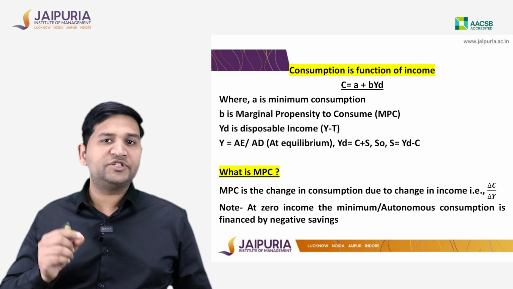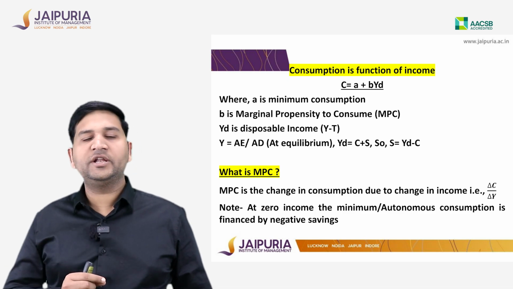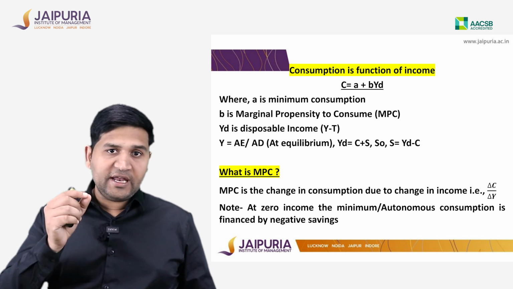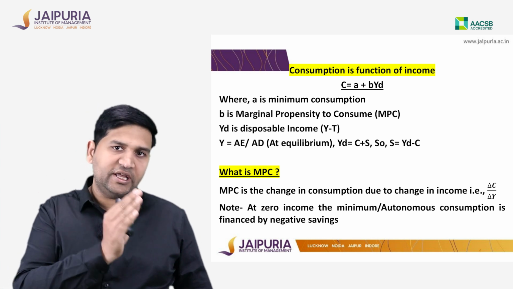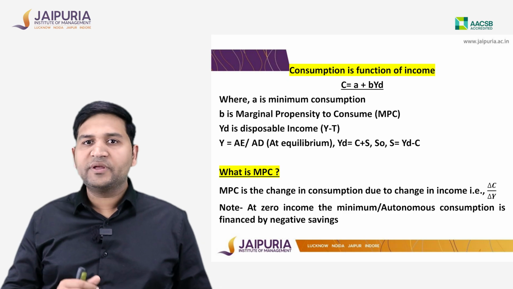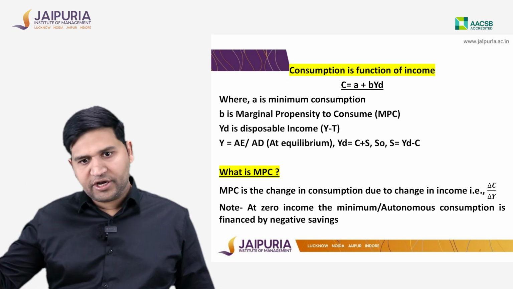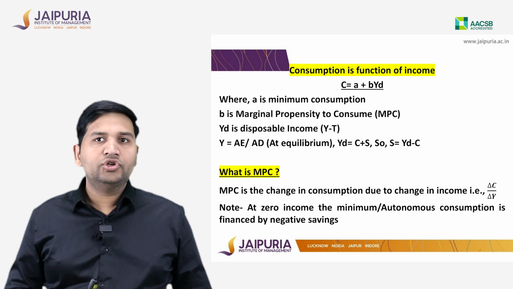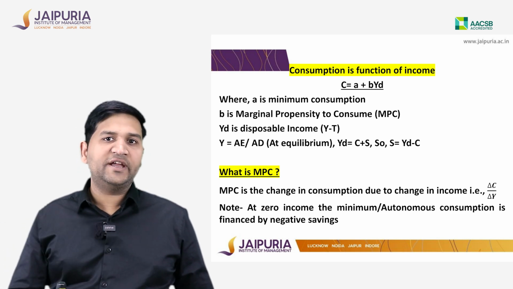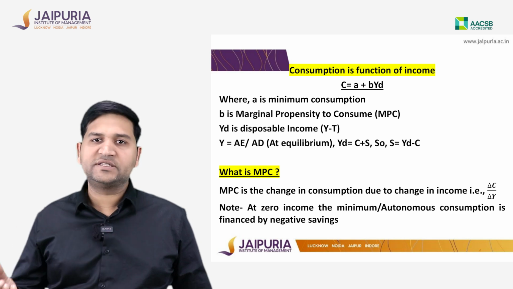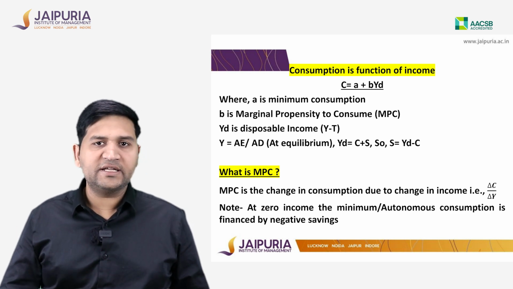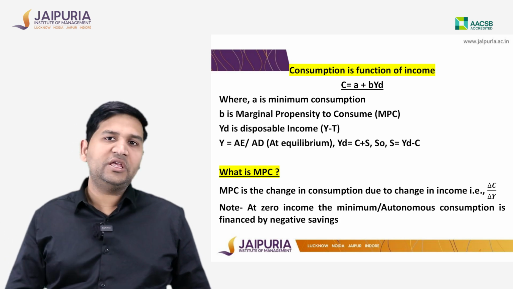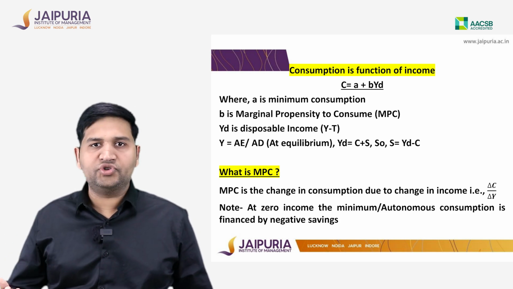YD represents disposable income. Disposable income means income minus taxes. So this means on the expenditure side, income is the sum total of consumption and investment, and on the income side, it is the sum total of consumption and saving. So if consumption is given, you can find saving also. That is, income is equal to consumption plus saving. So saving will be equal to income minus consumption.